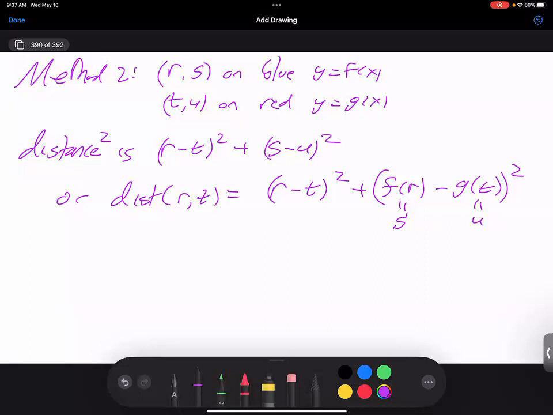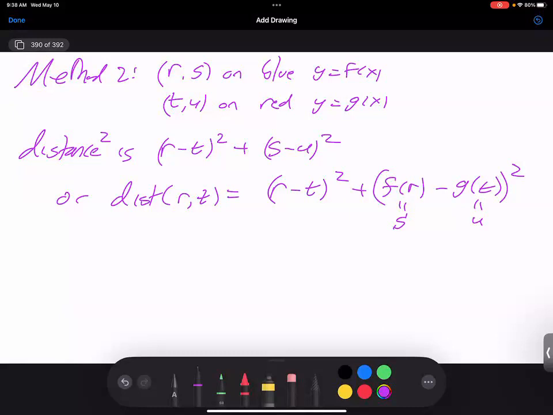So if I do this now, I have this function to minimize, and it's a function of r and t. So how would I find where this function is smallest? What would I do? I'm giving you a function of two variables. How do you find where it's smallest? If I give you a function of one variable, how do you find where it is smallest?